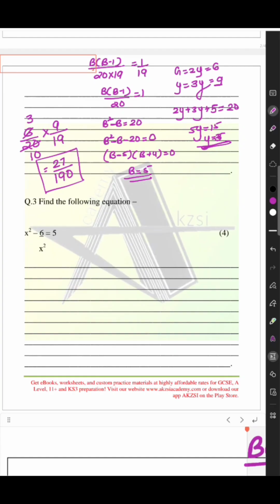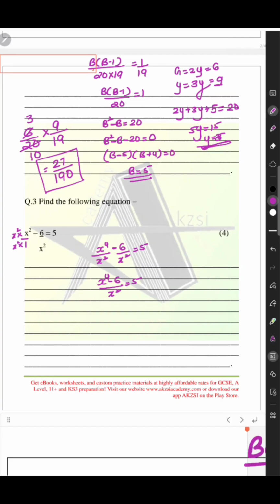So first we need to simplify it. When I simplify it, that means taking the LCM. So this is 1. If I want to take the LCM, make the denominator the same, it has to be x squared. So multiplying by x squared, this will become x to the power of 4 over x squared minus 6 over x squared equals 5. My answer is x to the power of 4 minus 6 over x squared equals 5.